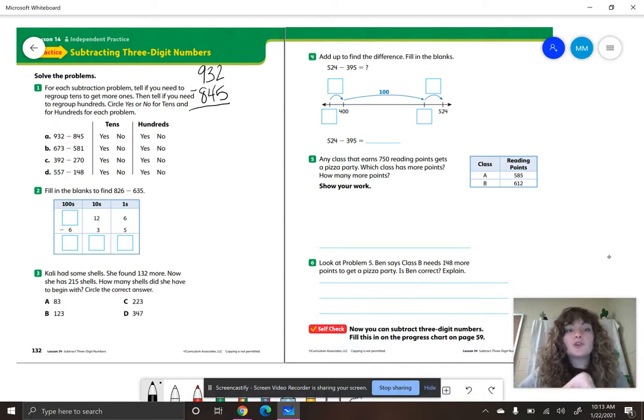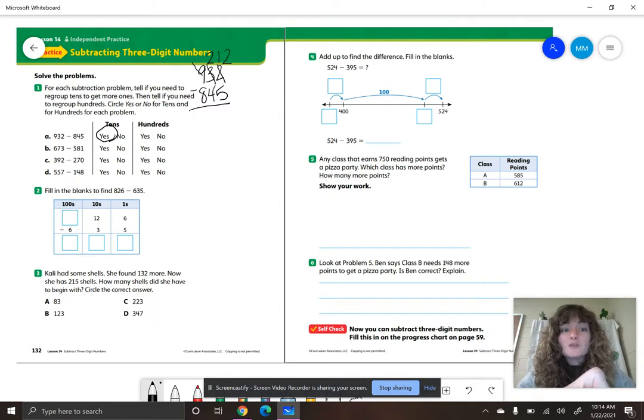Am I going to need to regroup in the tens? Yes. So I will need to regroup. So I will give a 10 to the ones place to regroup. So yes, I will regroup in the tens. Let's look at the tens place. Am I going to need to regroup in the hundreds place? Well, let's look at the tens. In my whole, I have 2 tens and I'm trying to take away 4 tens. If I have 2 tens, can I take away 4 tens? No. So I am going to have to regroup in the hundreds.